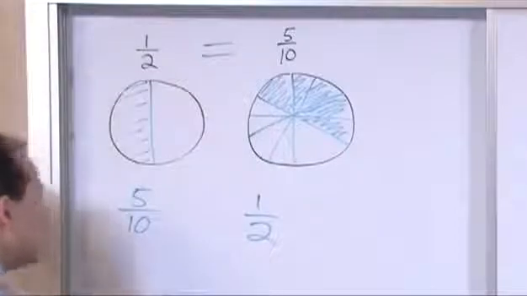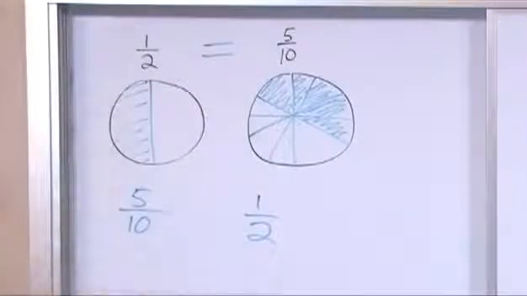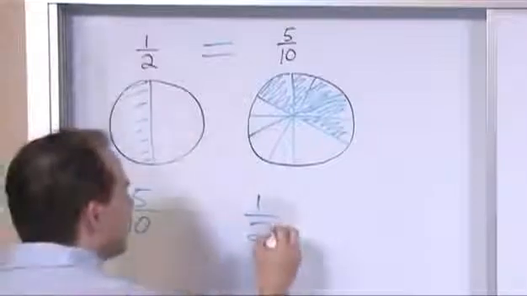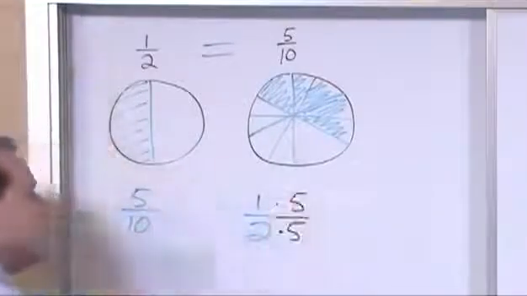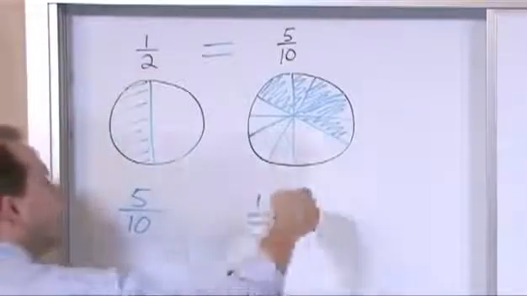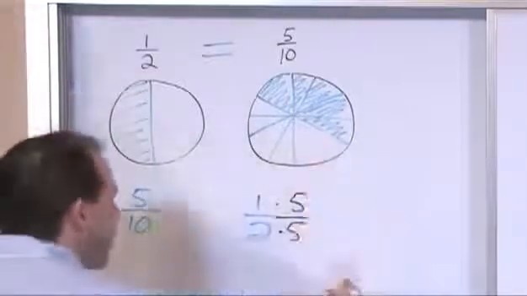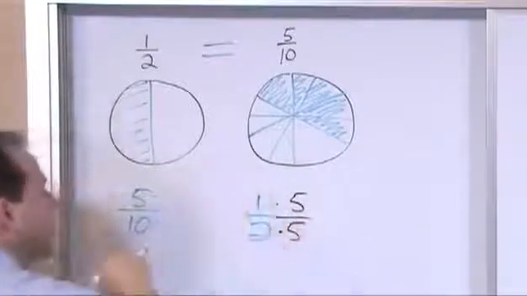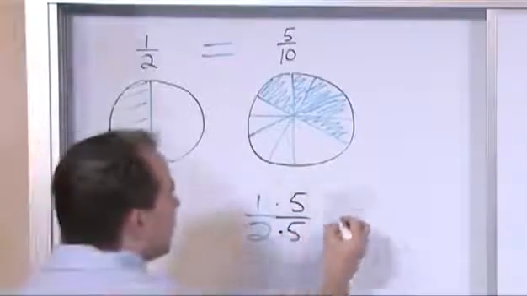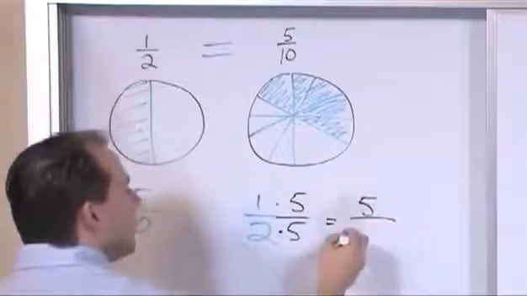Well, you can multiply or divide a fraction by any number you want as long as you do it to the top and to the bottom. So if I multiply this by 5 in the bottom and by 5 in the top, then I have not changed this fraction because I'm doing the same thing to the top that I'm also doing to the bottom. So 1 times 5 is 5. 2 times 5 is 10.